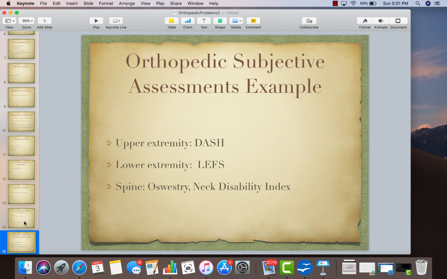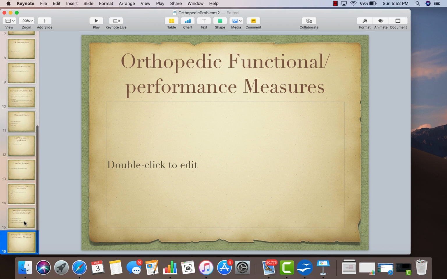In terms of subjective assessments, there are a lot of them, and subjective assessments are very important. Upper extremity, there's the DASH, Disabilities of the Arm, Shoulder, and Hand. In the lower extremity, the Lower Extremity Functional Scale. With the spine, we have the Oswestry, which is more lumbar, but maybe it could be used in the total back, and then the Neck Disability Index. And of course, there are many others. Functional performance scales, many different scales. Again, this was meant to be a discussion point here, so think about some of those measures that you might do.